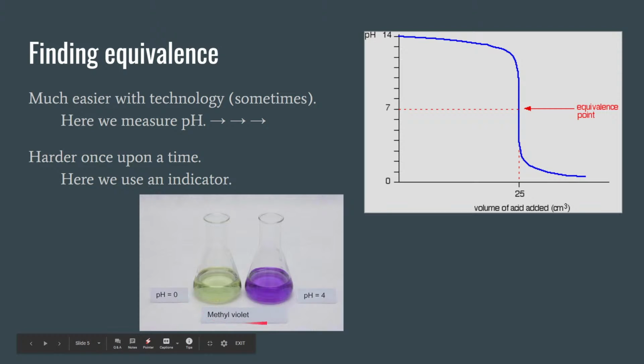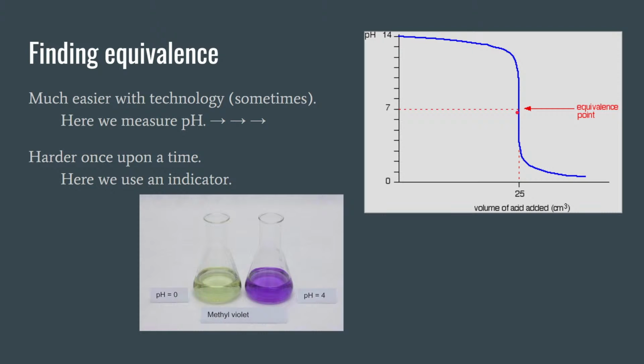So here we have the indicator methyl violet. At a very low pH, it is this sort of pale yellowish color. At a less low pH, so pH 4, still acidic, it is now a violet color. So a lot of indicators change color at different pHs. So by choosing what indicator you're using, you can figure out a little bit better where the equivalence point occurs if you know what pH the equivalence happens at. In this case, because we're using a strong base, the equivalence will happen at a pH of 7.